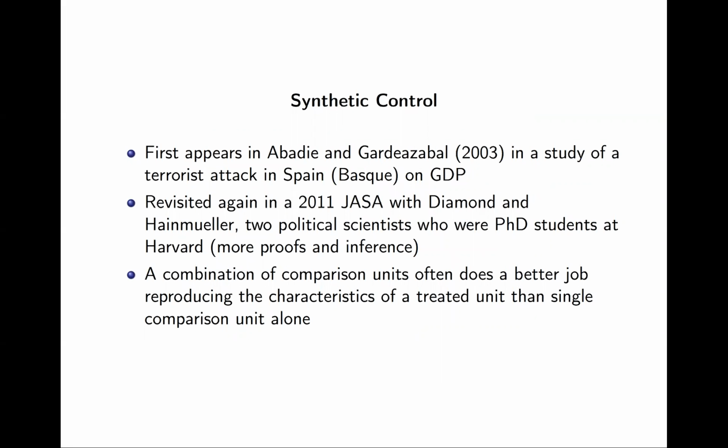All right, so the first one appears in Abadie and Gardeazabal, 2003, in a study of terrorist attacks in Spain, one region, Basque, compared to a weighted average of the rest of Spain. It looks at the effect on GDP. Gets revisited again in 2011. More proofs, more stuff about inference. Two political scientists are the co-authors. And what he basically is arguing in this is when you use a comparison group that is a combination of comparison units, it will often do a better job reproducing the characteristics of the treatment unit than if you had just used one single comparison unit.